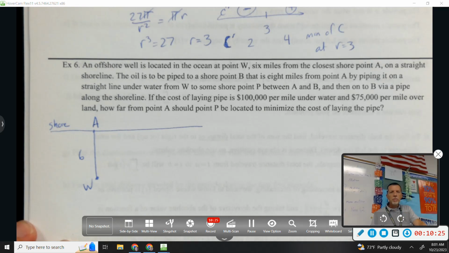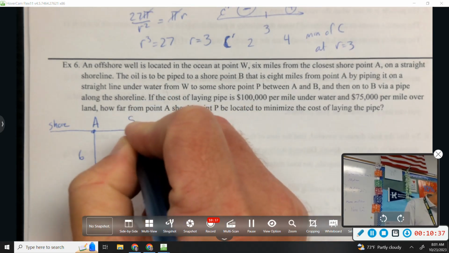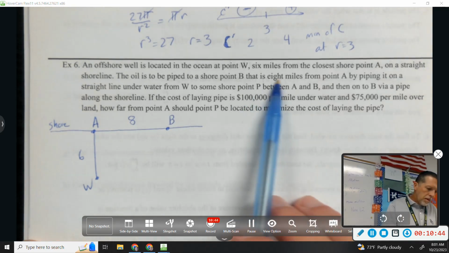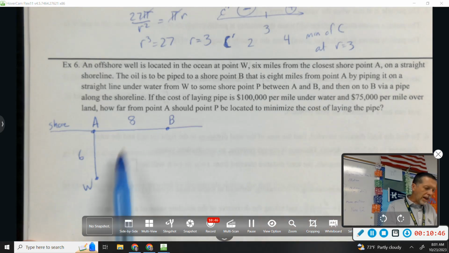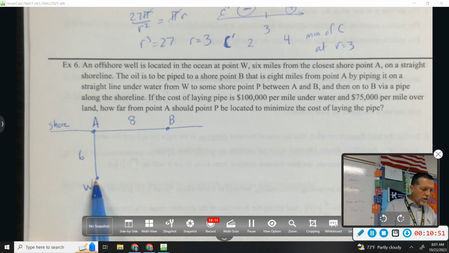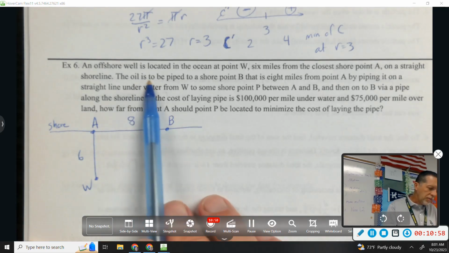The oil is to be piped to a shore point B that is 8 miles from point A. So shore point just means on the shore. So here's point B, 8 miles away. So I think I know where we're headed. I could pipe it straight to shore and then down the shoreline, or I could pipe it all the way underwater from W to B, but I'm guessing it's going to land in between somewhere.